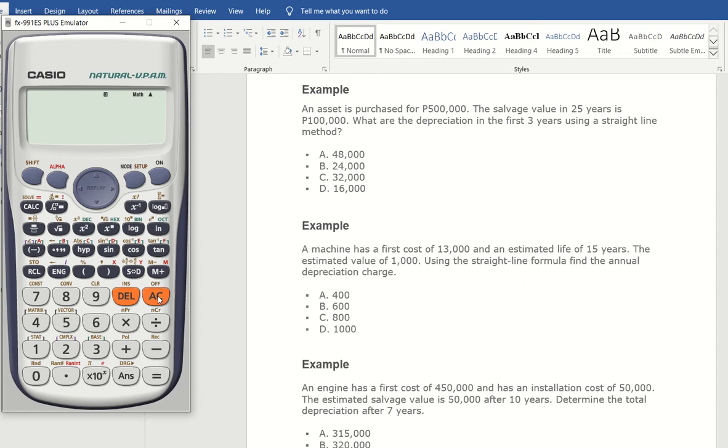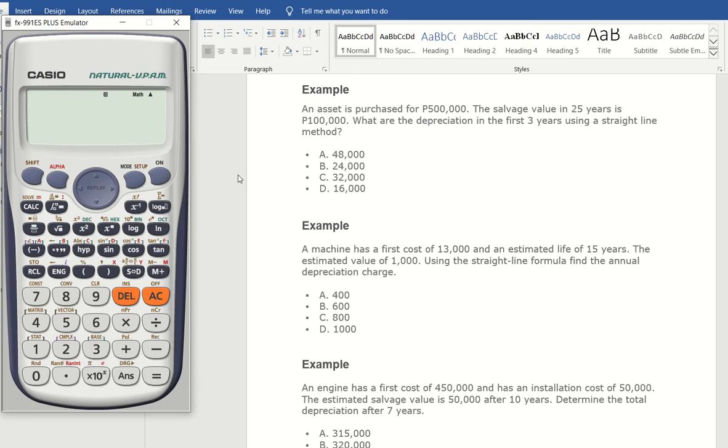So right now I'm gonna store the cost minus the salvage value, divided by the years. Again, the cost minus the salvage value divided by the years, in B. So the cost is 500,000, minus 100,000. So that's gonna be 400,000 divided by 25. So we have 16,000. So we're gonna save that in our B value. So that's gonna be shift store B.